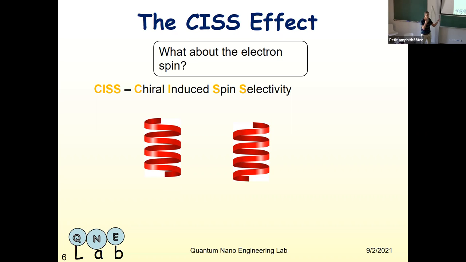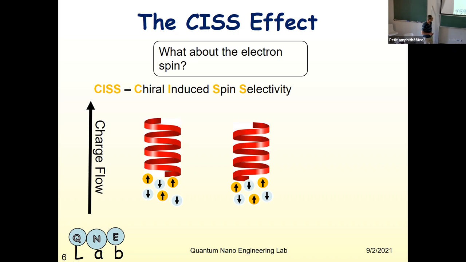Anyway, you break the symmetry between right-handed and left-handed, the mirror-hand symmetry, like those two molecules. If you drive current through that, and the current has electrons or fermions, which have spins, and also maybe bosons, you will get a spin selectivity. And this is very, very efficient spin selectivity. You can get almost 100% spin selectivity wherever you drive current through those kinds of layers.